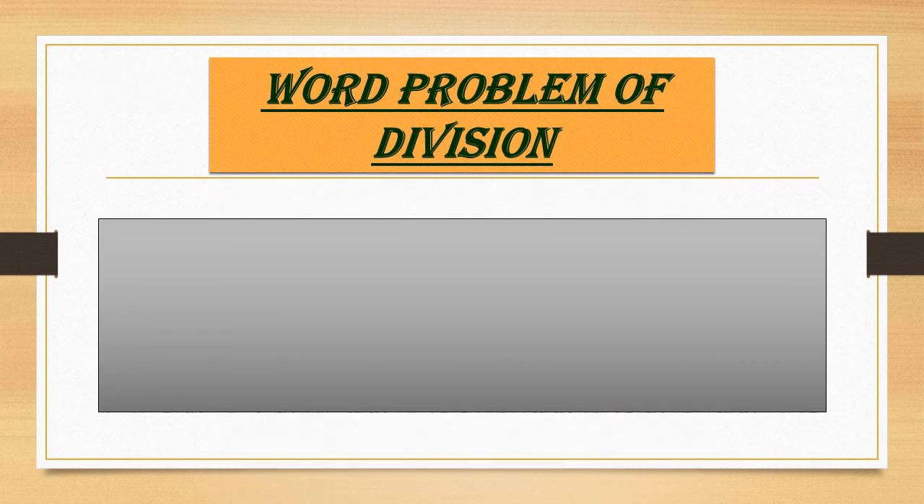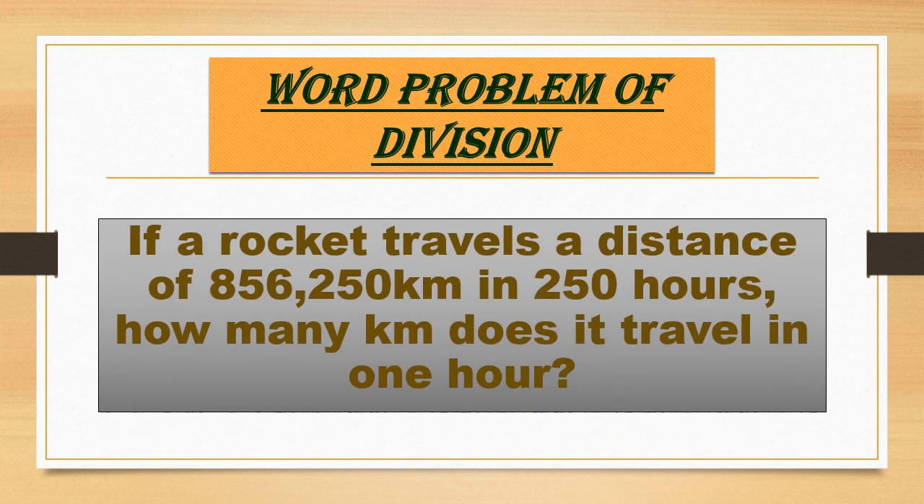Here we have a word problem of division. First read carefully. If a rocket travels a distance of 856,250 kilometers in 250 hours, how many kilometers does it travel in 1 hour? We have to find out the distance in 1 hour. So which operation are we going to use? Any guesses?